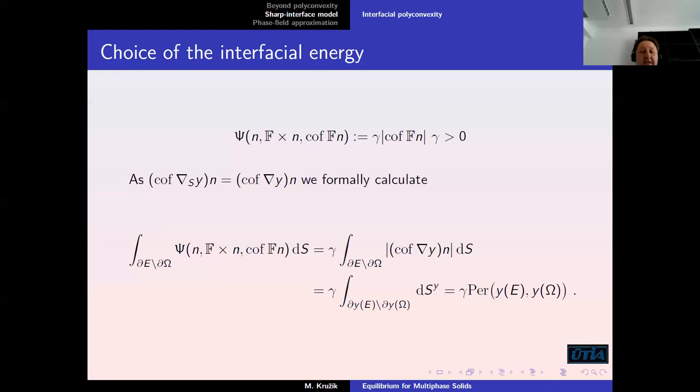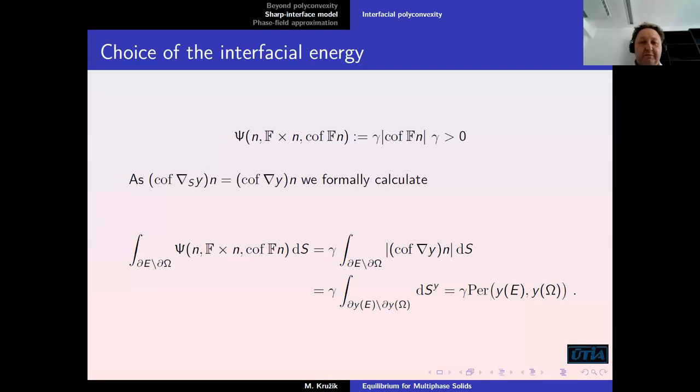And now you formally calculate what happens with this choice. This is a change of variables for the surface integral. And if you do this formally, you finally find out that what you want to measure, up to this coefficient gamma, is the perimeter of y of E with respect to y of omega. So this is the deformed set E where we have just phase one. You look at the perimeter of the boundary of phase one in your deformed domain y of omega.